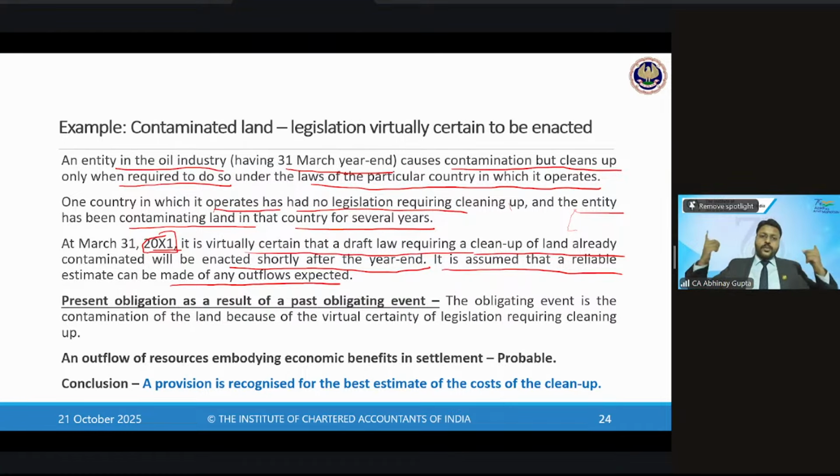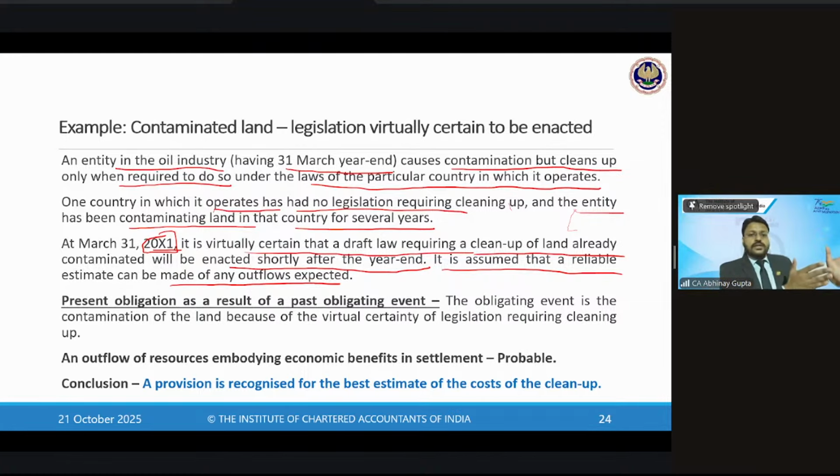Now, let's go back to which standard? Ind AS 10, events occurring after the reporting date, right? So the law is getting enacted on which date? 10th of April. Yes or no? So the event has actually taken place on which date? 10th of April. But is this event an adjusting event or not? Yes. Why?